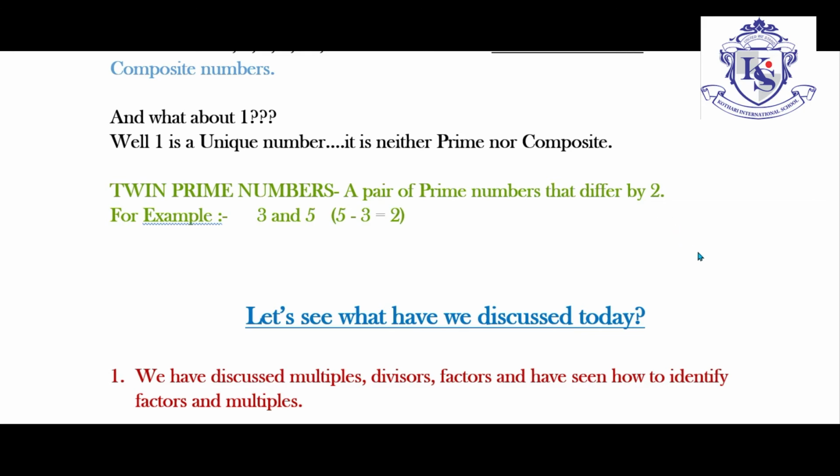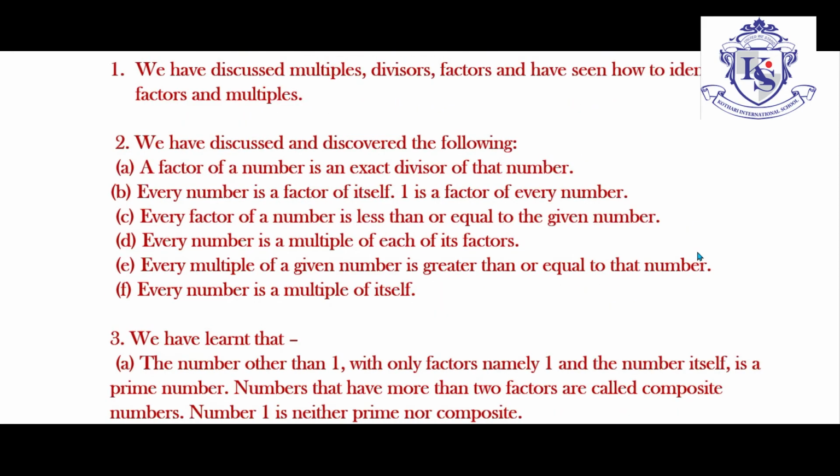Now let's see what we have discussed today. We have discussed multiples, divisors, factors, and have seen how to identify factors and multiples. That means we know the difference between factors and multiples. We've also discovered the following. A factor of a number is an exact divisor of that number. So each factor of 8, which we had taken, divides 8 exactly.